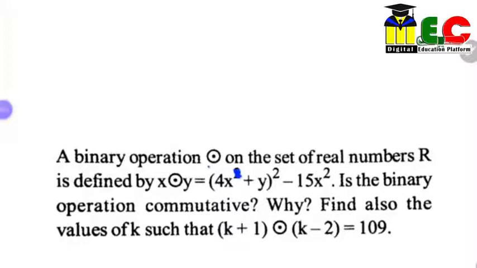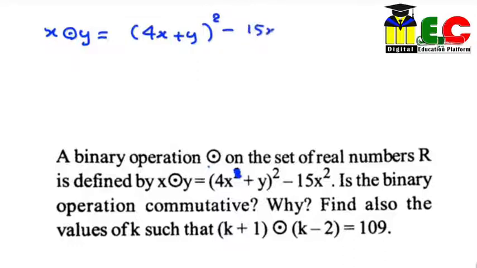A binary operation dot cycle on the set of real numbers R is defined by x dot cycle y equals (4x plus y) the whole square minus 15x square. Is the binary operation commutative?